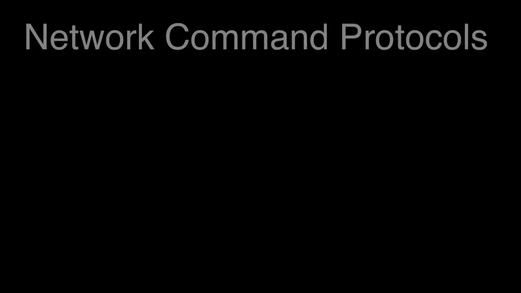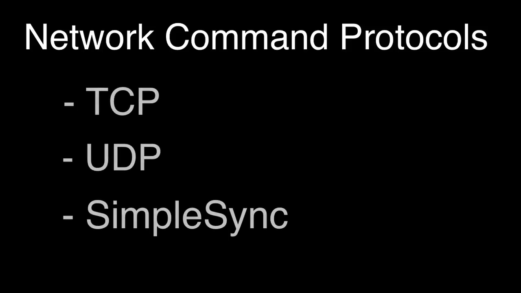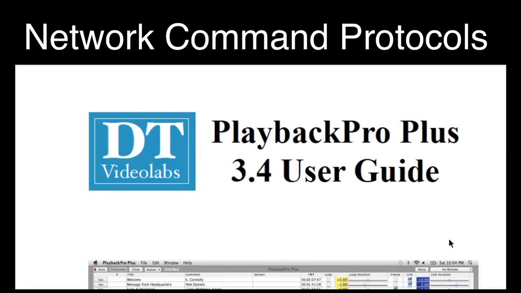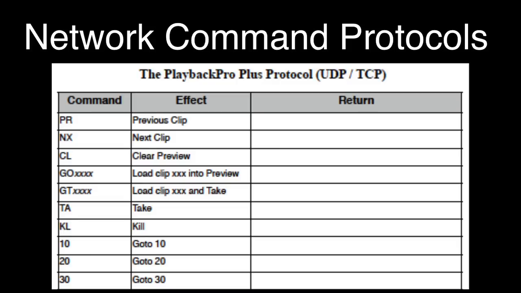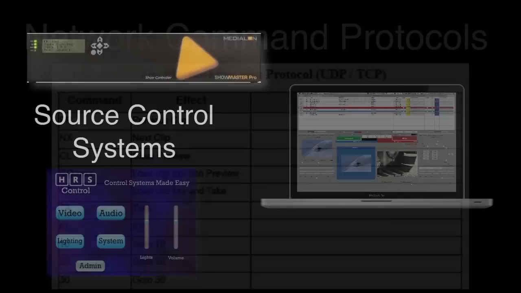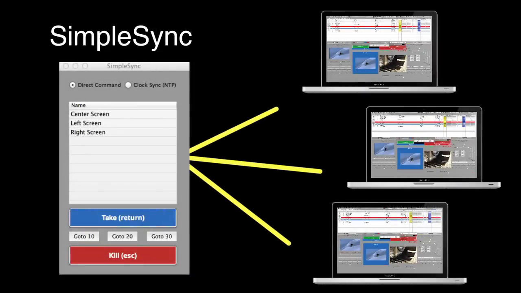Finally, the last additional feature of PlaybackPro Plus is the ability to be controlled over an Ethernet network. Currently, command protocols are TCP, UDP, and our own, known as SimpleSync. Because we won't cover all protocols in this video, we highly recommend reviewing the PlaybackPro Plus user guide regarding network control and protocol commands. Generally, commands can be generated by source control systems. Or we offer a free software called SimpleSync that will send commands simultaneously to multiple PlaybackPro Plus systems.